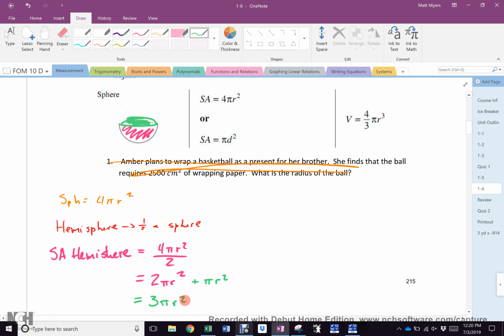If it's solid. What if it's a bowl? You don't add the pi r squared, but then isn't the inside of that bowl visible? Which would be? What's 2 pi r squared times 2? Which would be a regular sphere. Everybody understand? Hollow hemisphere, same surface area as a regular sphere. Solid hemisphere, 3 pi r squareds. Cool?